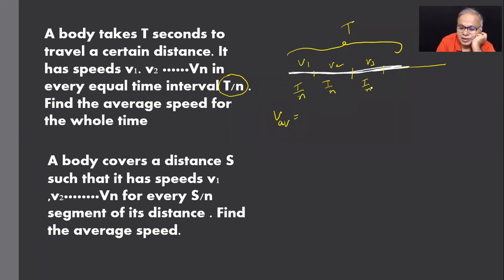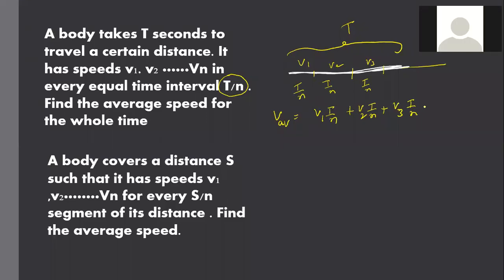Sir, we can calculate it for x1, x2, like that, and add all of them. V1 into t by n, the distance, right? And add all of them. Plus V2 into t by n, speed into time, distance. Plus V3 into t by n, plus dash dash Vn into t by n, isn't it so?